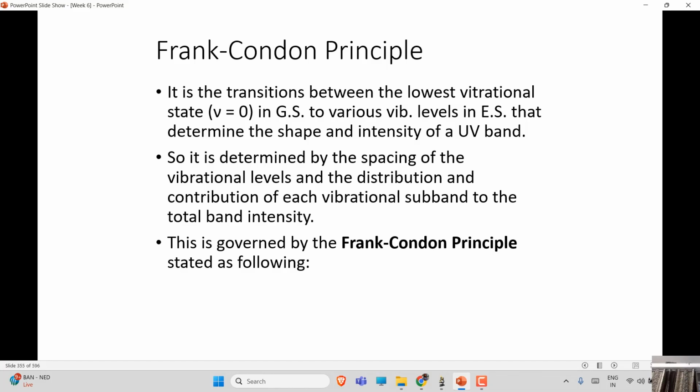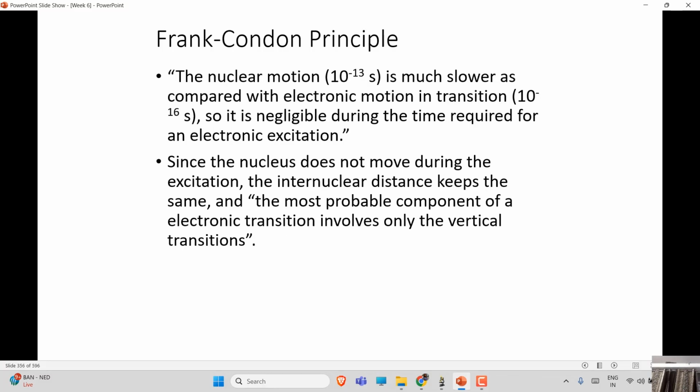It is governed by the Franck-Condon principle, stated as: nuclear motion is much slower as compared with electronic motion in transition, so it is negligible during the time required for electronic excitation. Since the nucleus does not move during the excitation, the internuclear distance stays the same, and the most probable component of an electronic transition involves only vertical transitions.